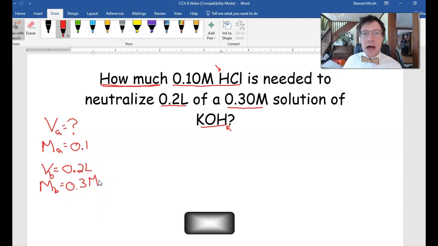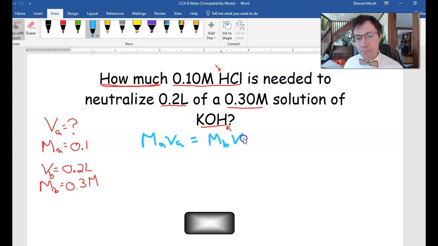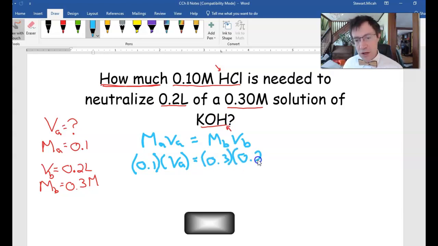You can already tell what equation we're going to use, right? I've got volume and concentration for an acid, volume and concentration for a base. That is classic MAVA equals MBVB, plug and chug. 0.1 is my MA, this is my X. You can write X or B, whatever works for you. The molarity of my base is 0.3, and the volume of my base is 0.2.